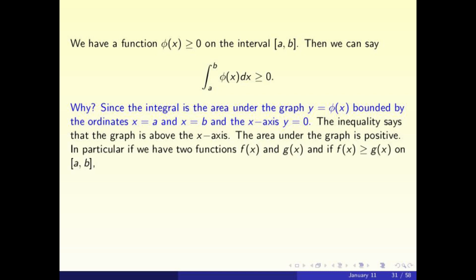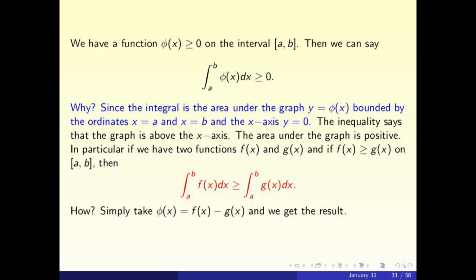So in particular, if you have two functions f(x) and g(x), and if f(x) is greater than or equal to g(x) on the interval [a, b], then the integral from a to b of f(x) dx will be greater than or equal to the integral from a to b of g(x) dx. How do you get this? You get this from the previous one. Simply take phi equal to f minus g in the previous one and you get this one.